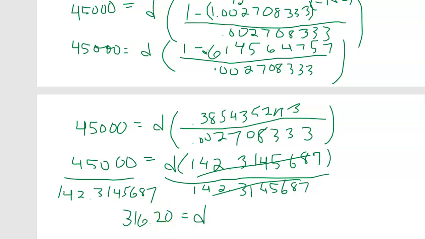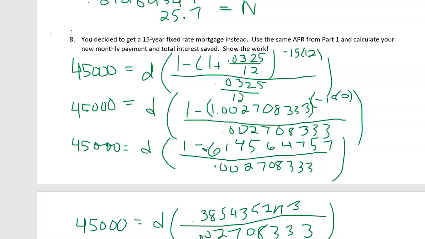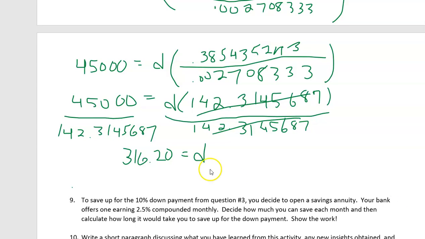Okay, now we're not done answering the question. Let's also notice that we're supposed to calculate the total interest saved. All right, so let's remember that we are now paying $316.20 a month for 12 times a year for 15 years. So let's see what we actually end up paying. So we actually end up paying $56,916.